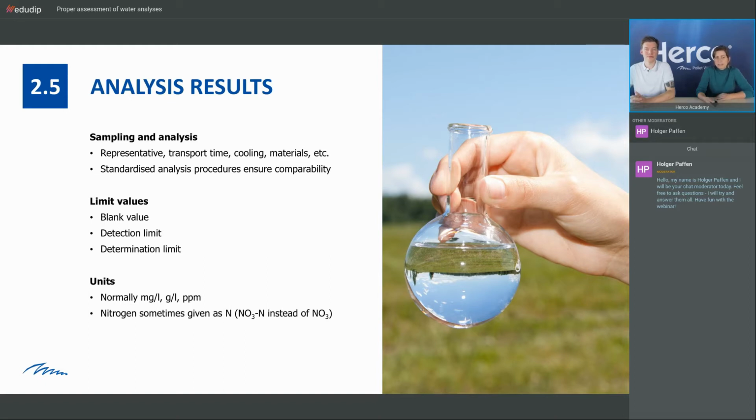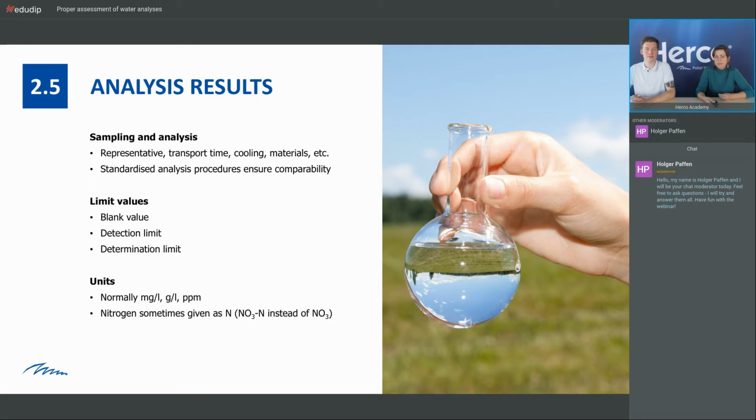The standardized procedures that Denis talked about just now ensure that the results are comparable if you compare different samples. And you have to think also about limit values, so blank value, detection, and determination limit. Blank value is if you would analyze water without a constituent, what value you would get then. Detection limit is when you can really detect a constituent. And determination limit is when you can quantify it.